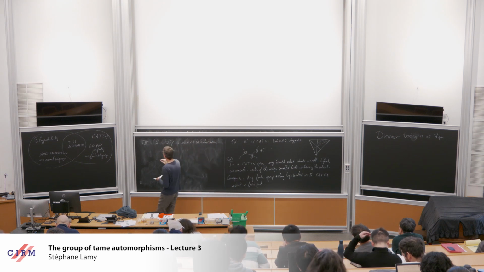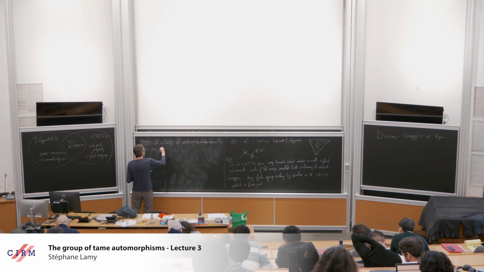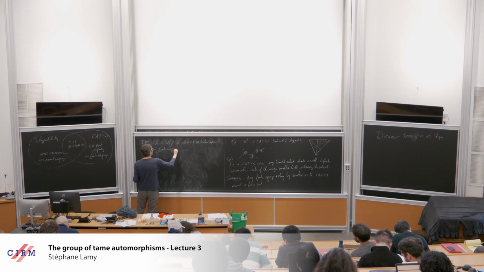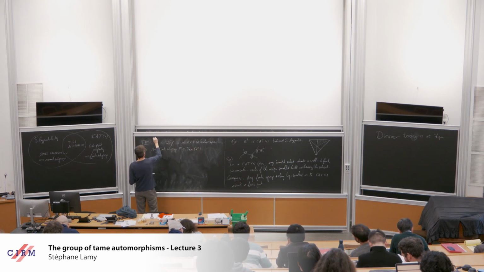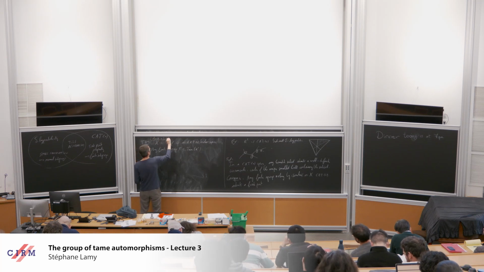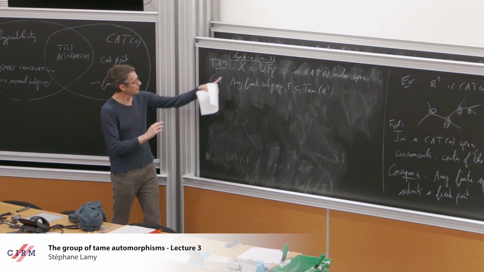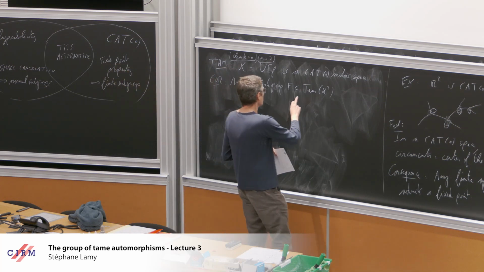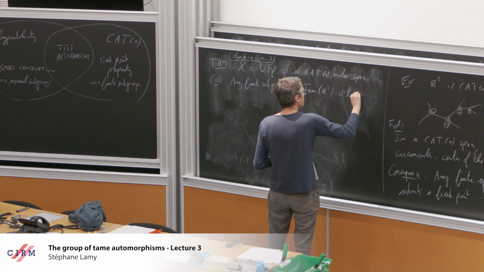And let me state the corollary right away. Corollary: any finite subgroup F inside Tame K3. So here it's characteristic 0, and n equals 3. Okay. So the previous proposition was for any k, any n. It's a metric space, but for the CAT(0) property, we need this setting. So any finite subgroup in Tame K3 in characteristic 0 is linearizable.